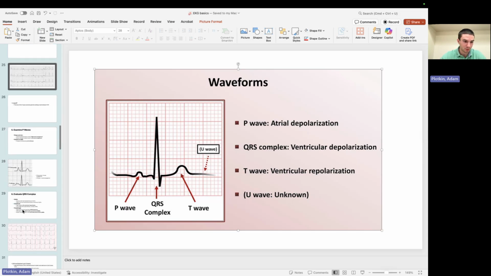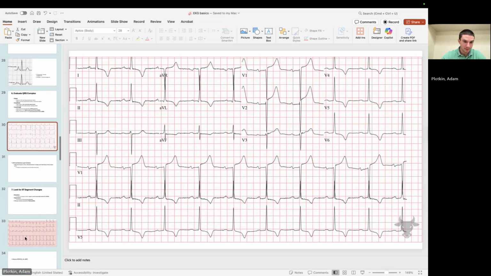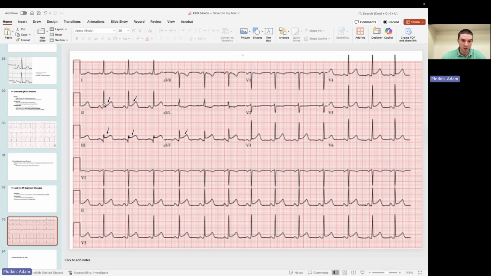So let me get back to where we were. And so you can see here, around here is the J point, clearly more than 1 millimeter above, clearly more than 1 millimeter above. Same here, same here. So I want you to look for that J point, okay?